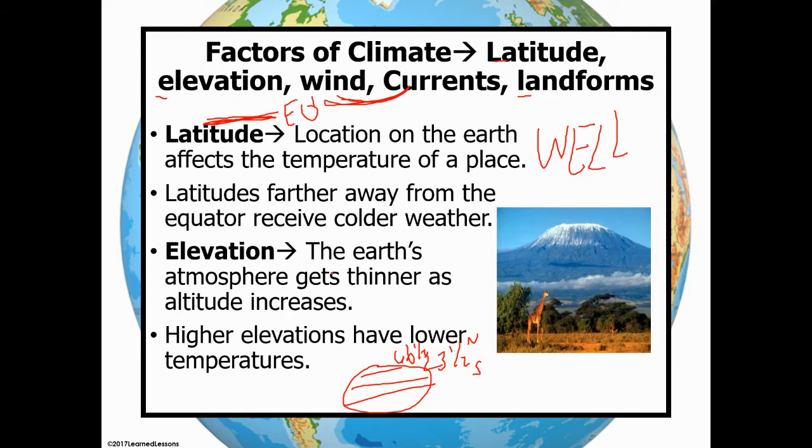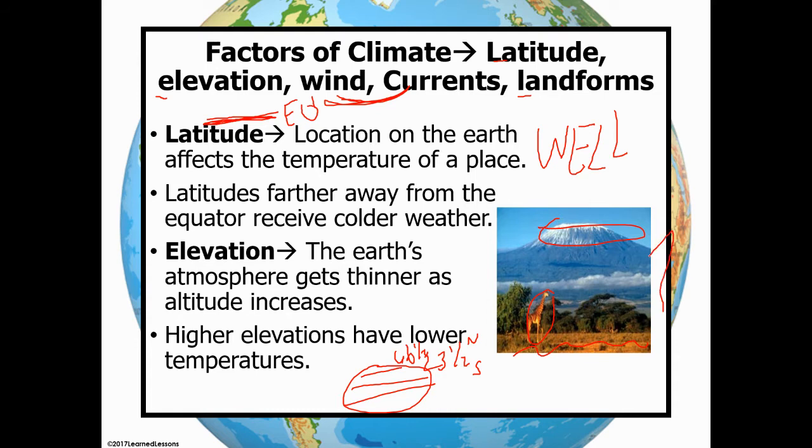We also have elevation. So if you look at this picture, you can see it's Africa. You have your little giraffe here. In the foreground, it's all hot and dry. But if you notice in the background, we have this mountain. Now, the top of the mountain is snow. You're like, Miss Larson, there doesn't snow in Africa. Well, the top of the mountains, it does.